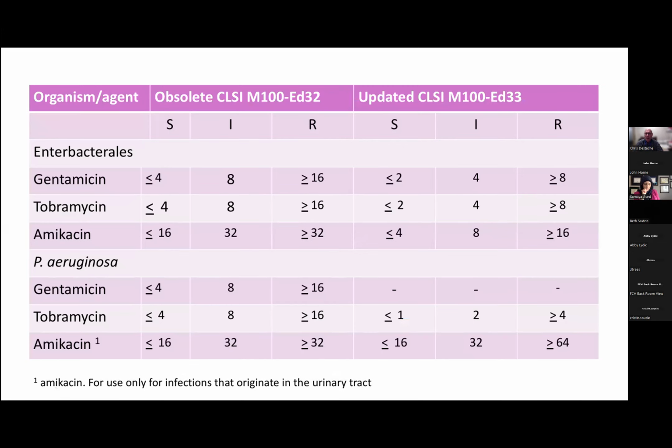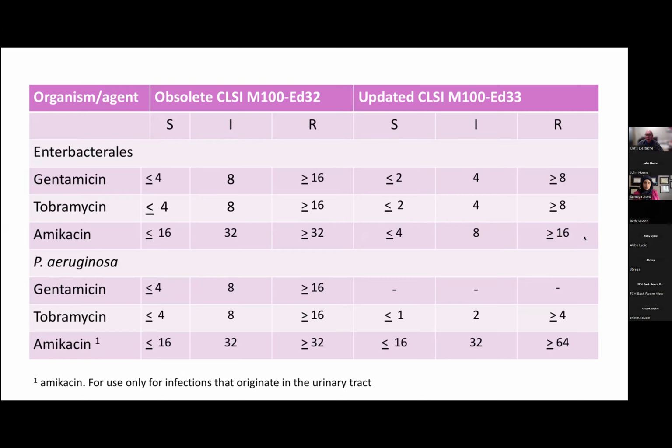This particular slide looks at gentamicin, tobramycin, and amikacin for Enterobacterales and then for Pseudomonas. Going across the top, you have the updated CLSI criteria in the M100 33rd edition book. Compared to the previous one, gentamicin susceptible was less than or equal to 4, and now it's less than or equal to 2 for Enterobacterales. Intermediate is now 4, and resistant is now greater than or equal to 8.